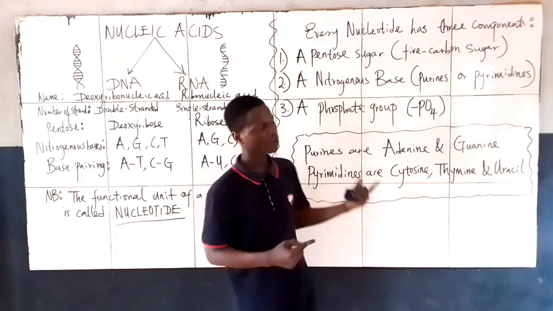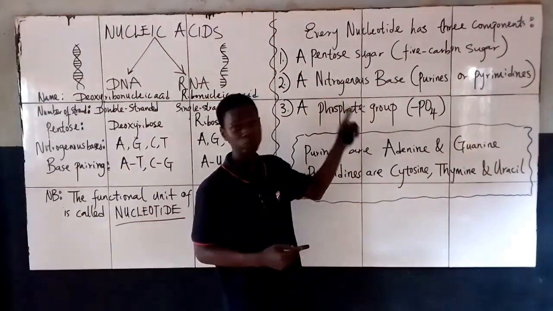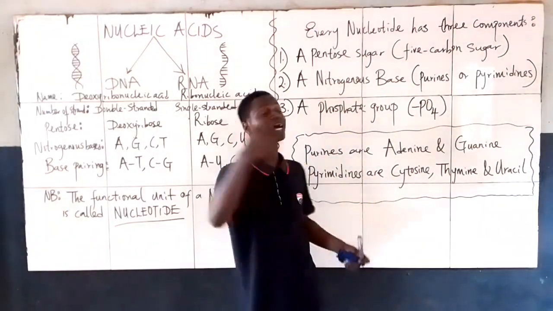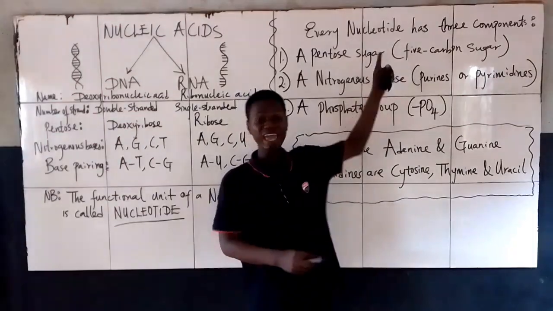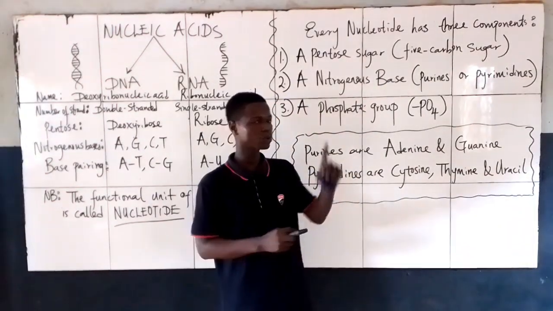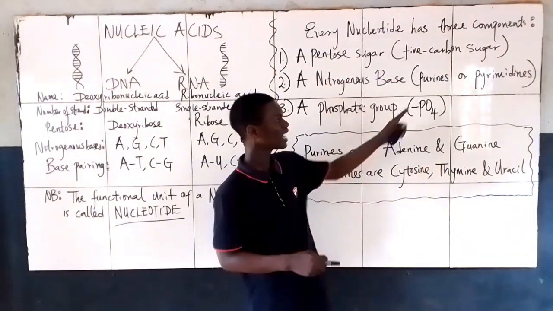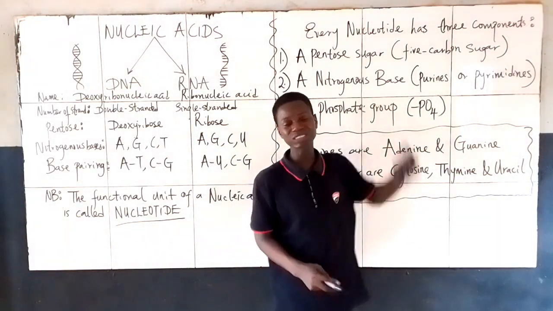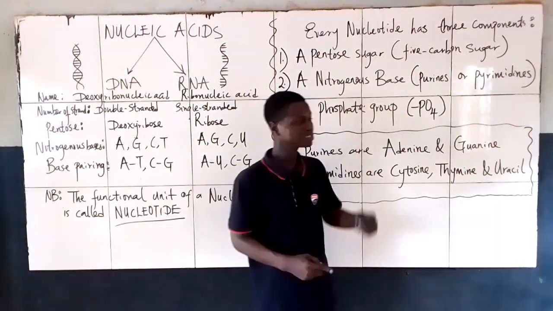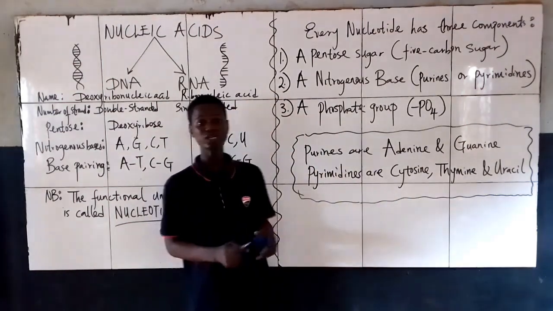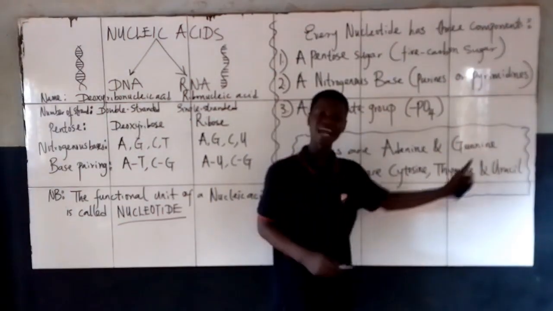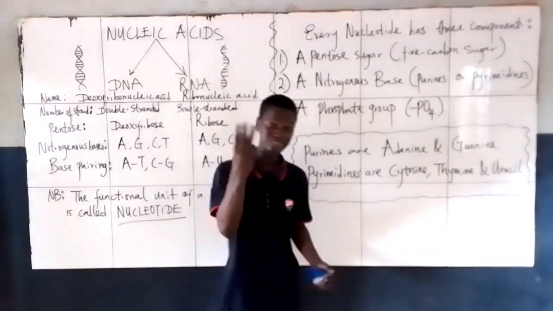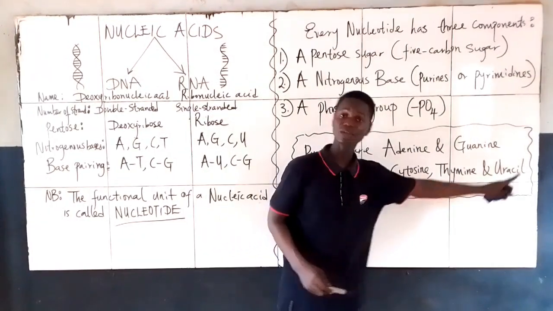Now, what other component do you have for nucleotide? The next component is a nitrogenous base. Every nucleotide has a nitrogenous base. And that could be a purine or a pyrimidine. So every nucleotide either has a purine or a pyrimidine. Now these purines are 2. You have adenine and guanine. While the pyrimidines are 3. You have cytosine, thymine, and uracil.